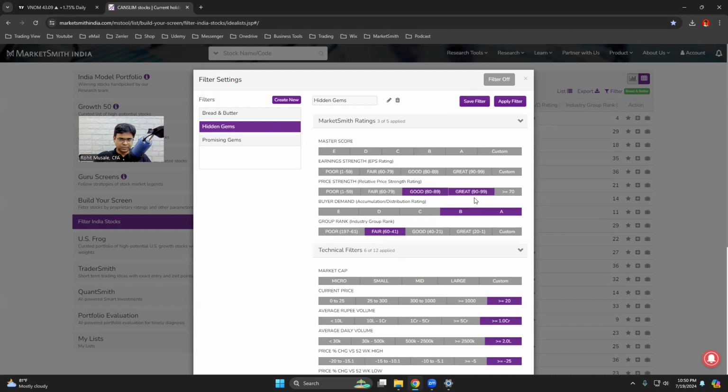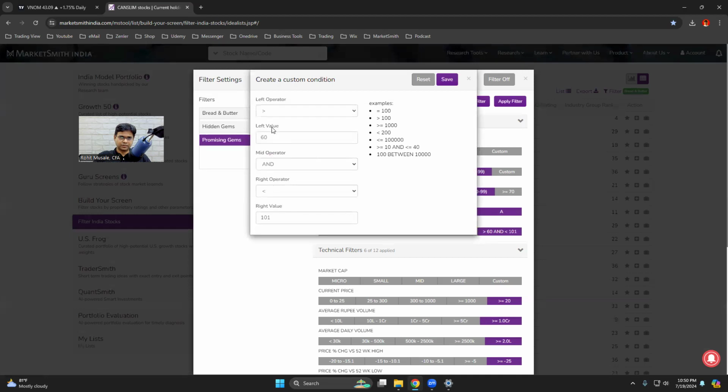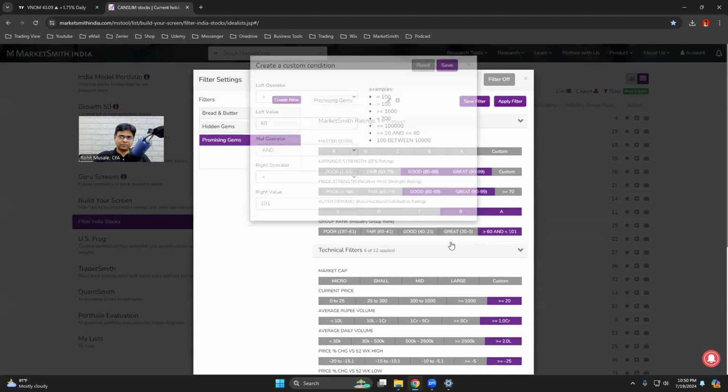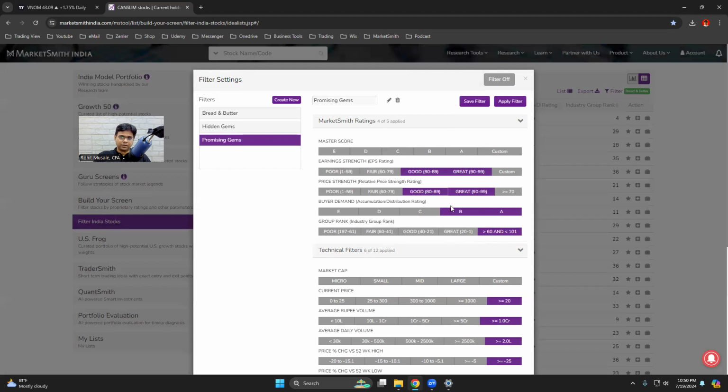Of course, I want price strength. Of course, I want institutional demand. But now I'm also demanding earnings. So that's why I have the next filter, which is promising gems. Here I'm lowering the rank, but I'm adding the earnings criteria also. Now the rank is 61 to 100, more than 60, less than 101. You can go here and do the settings, like greater than 60 and less than 101. So that's the filter. Institutional demand is there, price strength is there, EPS strength is there.